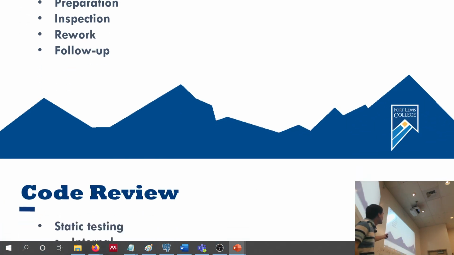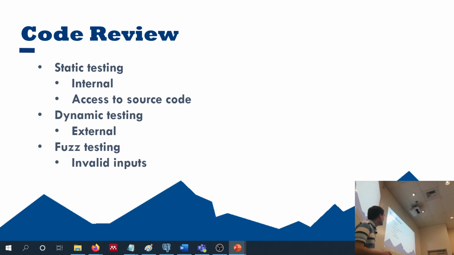So that's code review. You have 3 major types. You've got your static testing. It's basically where you have access to the source code, and because of that, this is mostly going to be an internal review. It doesn't have to be, but it probably is. Dynamic testing, in contrast, is basically testing it in real time. So you're testing it running, and you're seeing does it perform as expected with every possible input. And then fuzz testing is where you focus on invalid inputs.